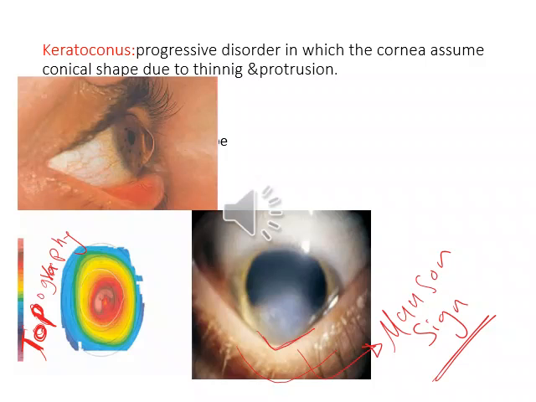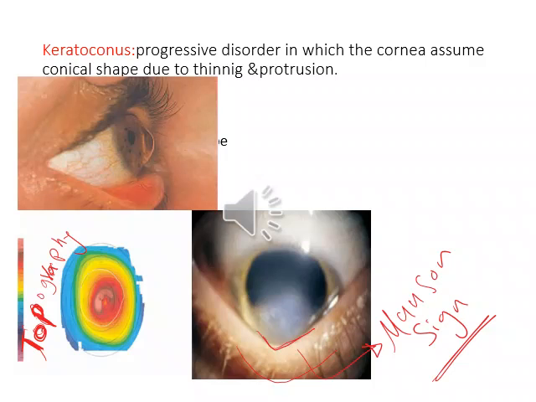And there is corneal thinning. There is reduction in corneal thickness with apical protrusion of the cornea. The patient presents with gradual loss of vision as in any case of refractive error, with frequent change of spectacles. In the beginning there may be regular astigmatism, but in advanced cases, when the condition progresses, the astigmatism becomes irregular. The patient can't get 6/6 visual acuity with the spectacle.